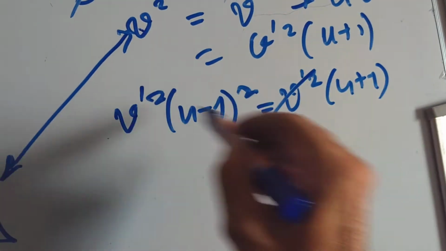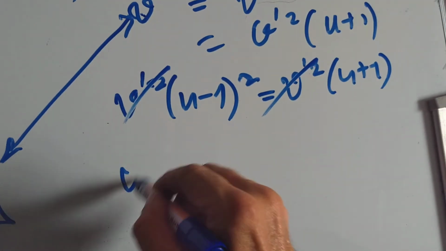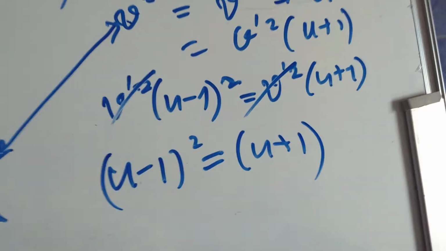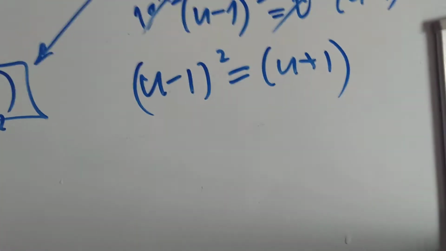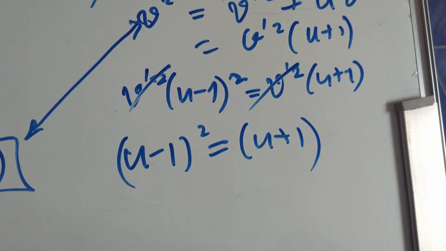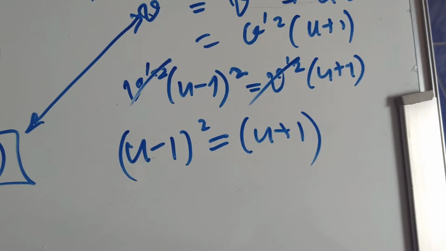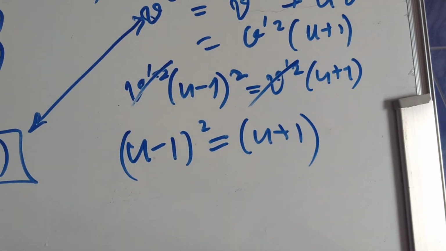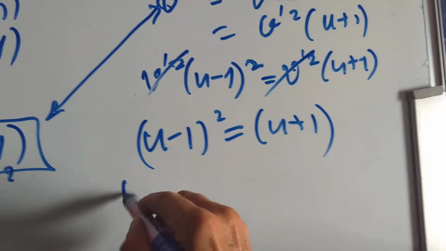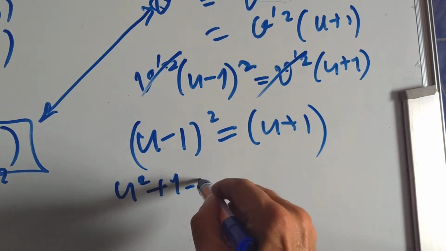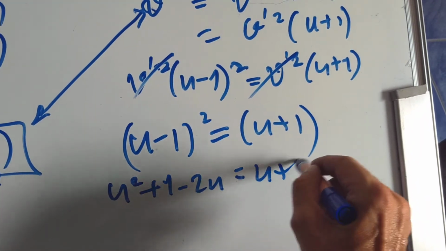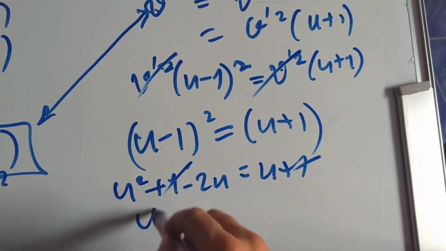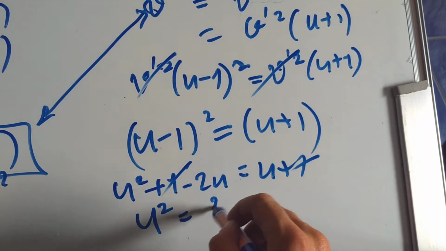And I get this remarkable, absolutely remarkable equation. Look at this. Have you ever seen something like that? I mean, it's really beautiful. That's really something. Really amazing. Beautiful algebraic condition. All right, let's solve this. u squared plus 1 minus 2u equals u plus 1. This cancels with this, and I get u squared equals 3.